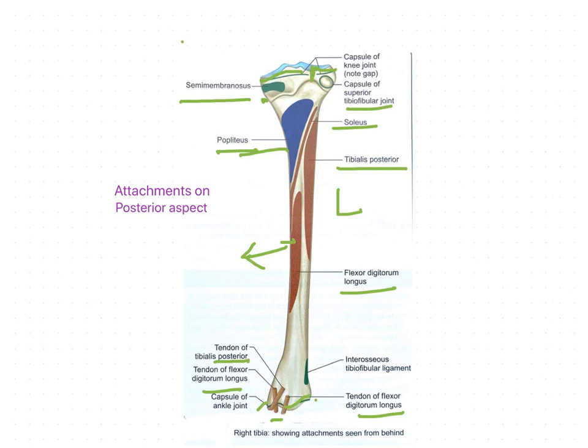If you see the interosseous border, it gives attachment on the lateral aspect of the lower end of the tibia, that is the interosseous tibiofibular ligament. So these are all the attachments of the tibia on the posterior aspect.